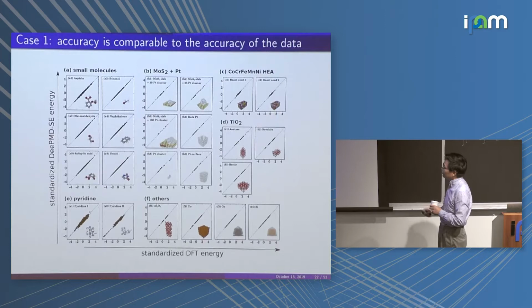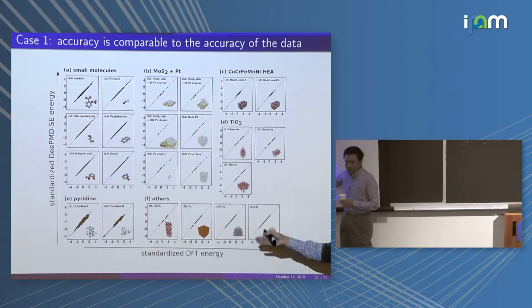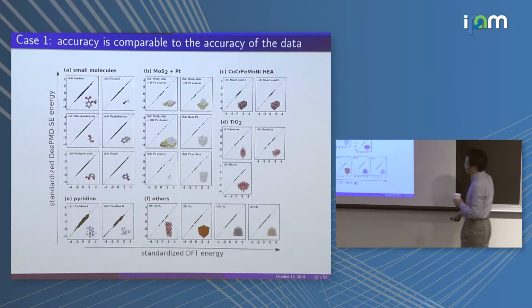Show you some of the results. First of all, the potential itself is very accurate. Basically, the accuracy is comparable to DFT. So for example, this big molecule paradigm, you understand that if it's on the diagonal, it's accurate, right? This is the DFT, this is the predicted. So if it's on the diagonal, it's accurate.